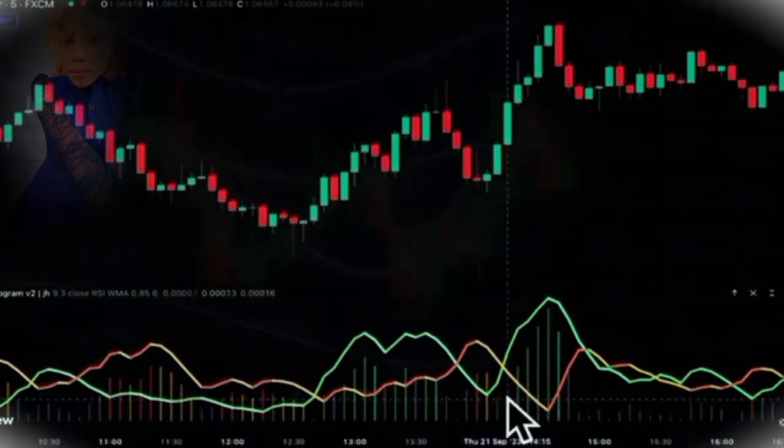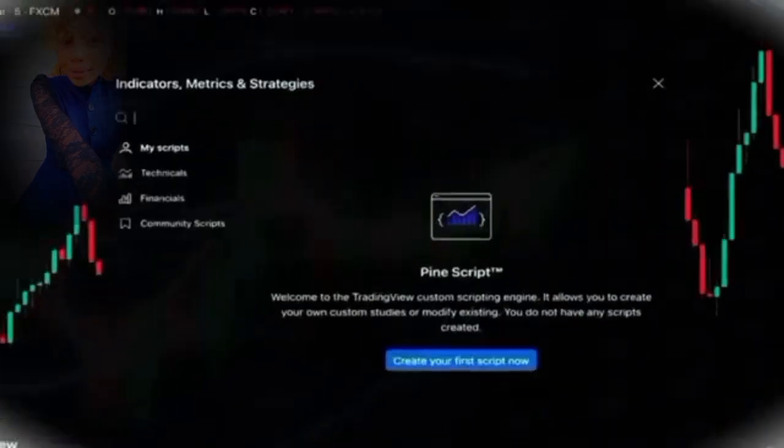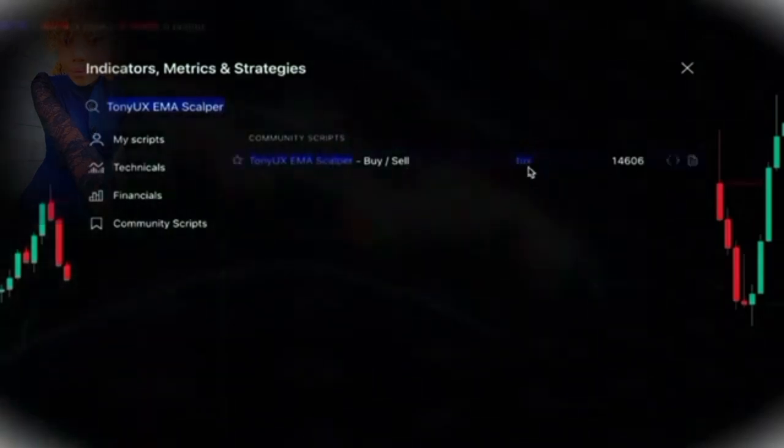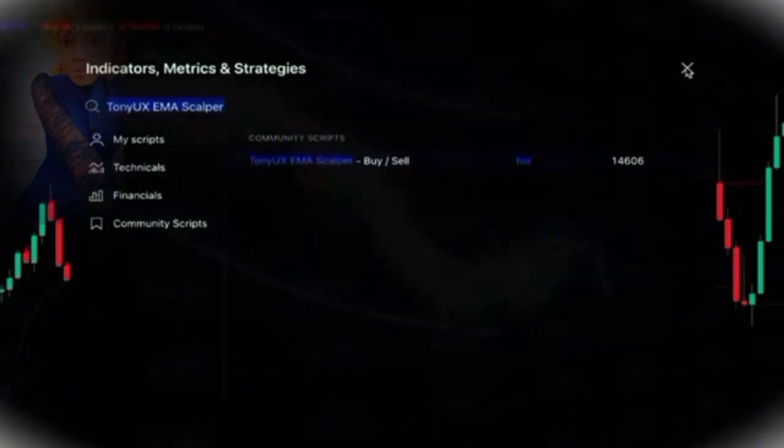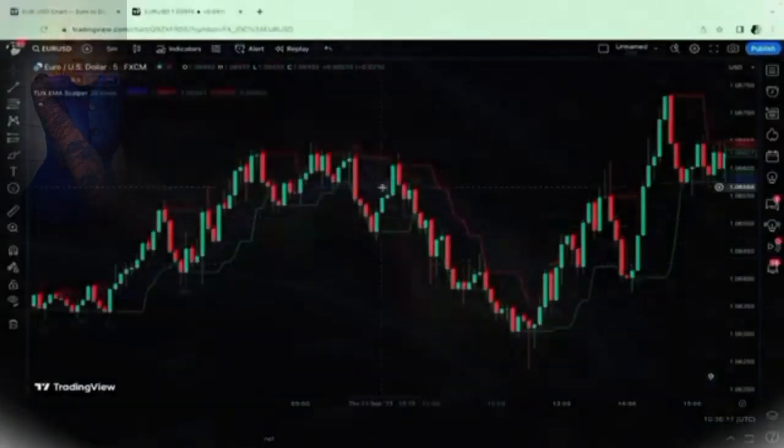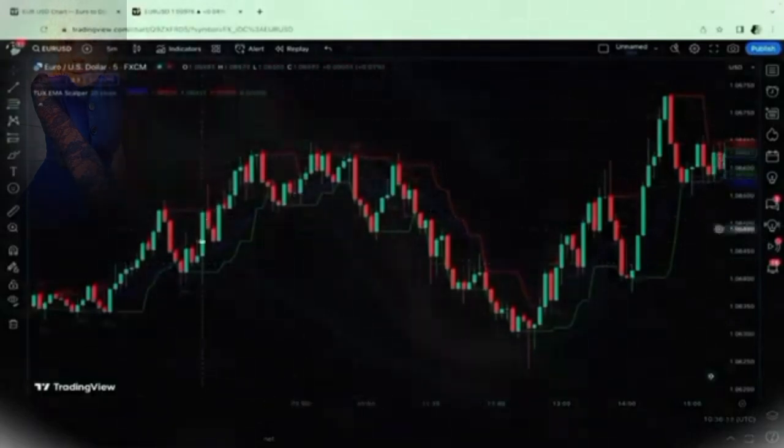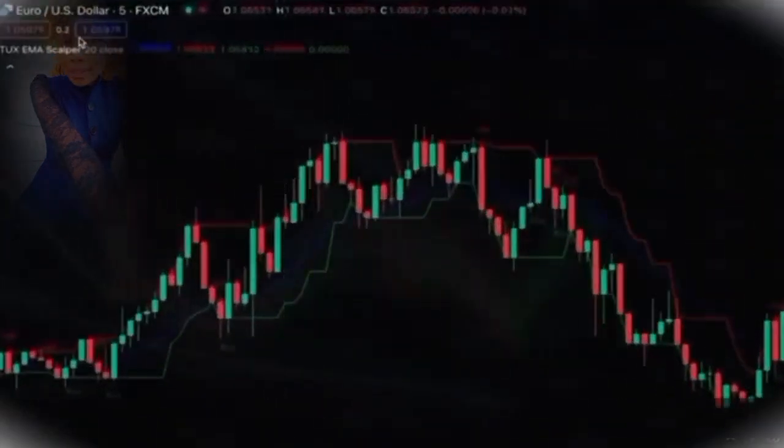Alright, the second indicator is Tux's EMA Scalper. This one is written by someone named Tux. Alright, this is the indicator, and as you can see, it's overlaid on the price chart in the form of some lines and buy-sell signals.